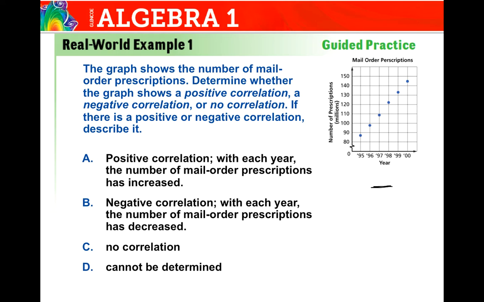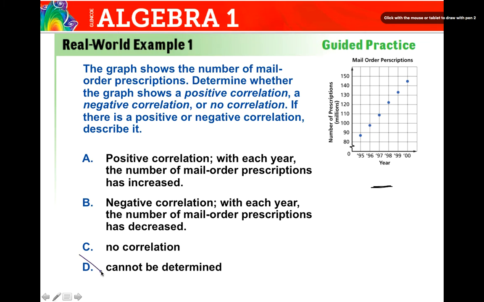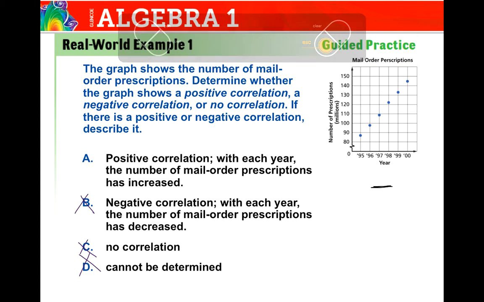So looking at this in 1995, we can see there's roughly maybe 87. In 96, we're up to almost 100, almost 110 in 97, and the trend continues. So we can see that there is definitely a positive correlation. So we can get rid of this, and actually this one too, because as we see with each year, the number of mail order prescriptions has increased.